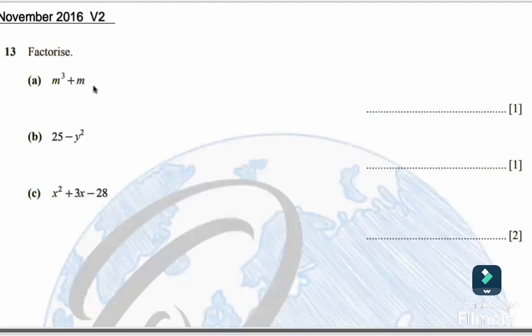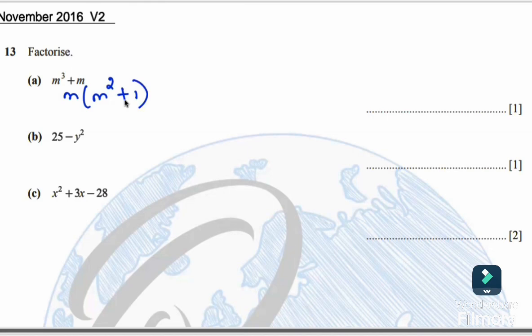Okay, look at this number 13, question number 13 here. So here if you look, n is common first of all. So I can take it as n square plus 1, which is common inside. That's all. You can't do anything further. Just leave your answer at that stage.